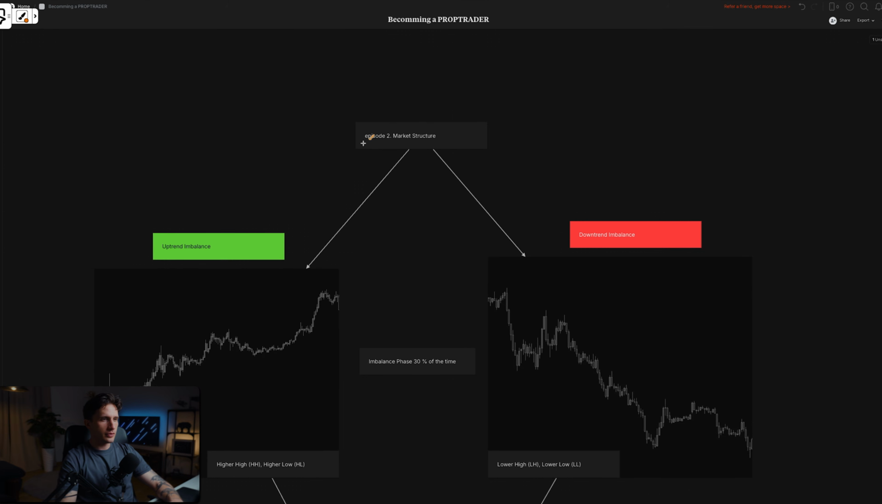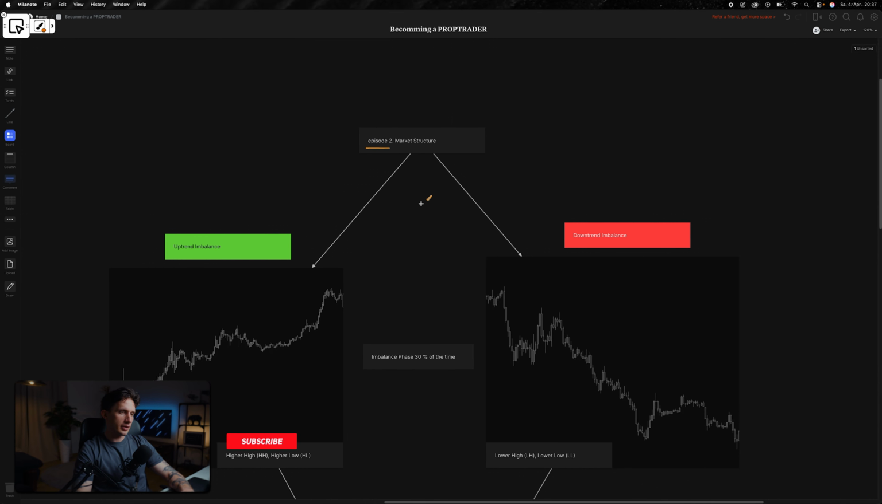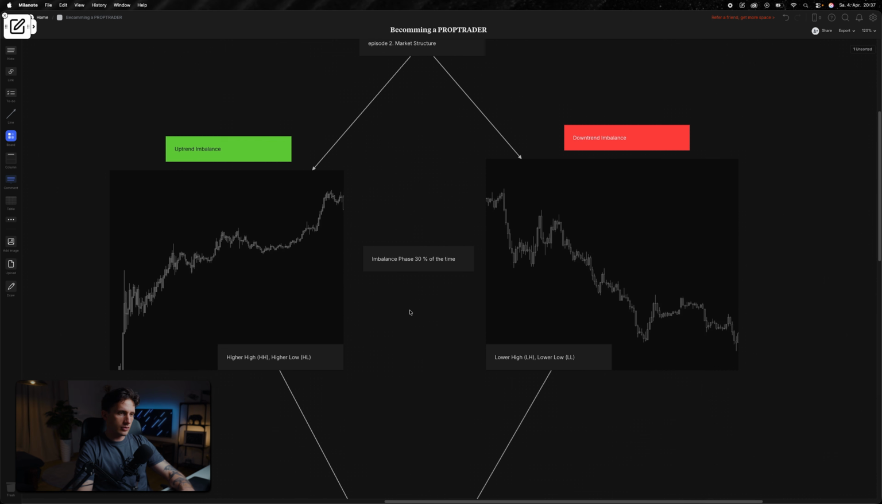So welcome in on episode 2 of how to become a prop trader in 2026. Today is all about market structure, and you can already see right here that I have 2 pictures. And when I go quickly over the basics, you can see that on the left hand side we have an uptrend, and on the right hand side we have a downtrend.